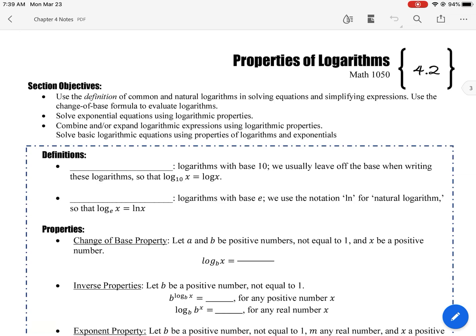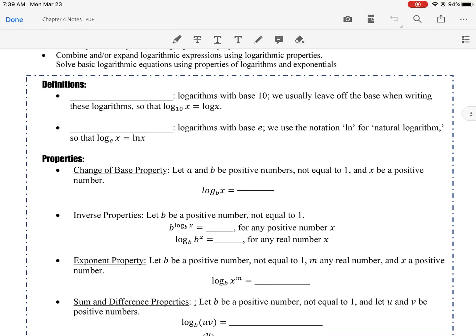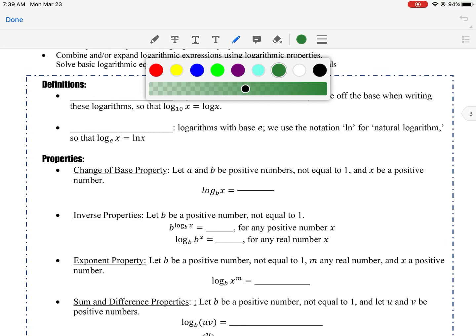Okay, I apologize this video didn't work the first time, but let's give it another go with 4.2, our properties of logs. Okay, as we start off, we're going to start off with just what we call the common log.